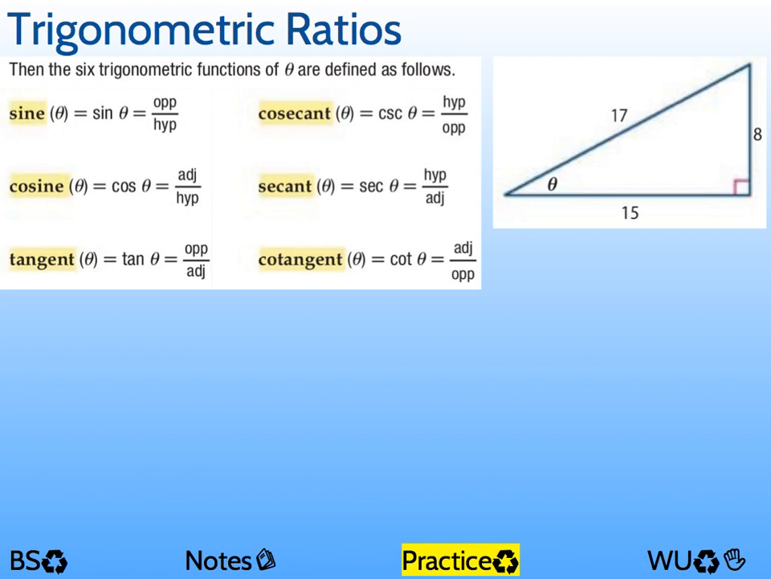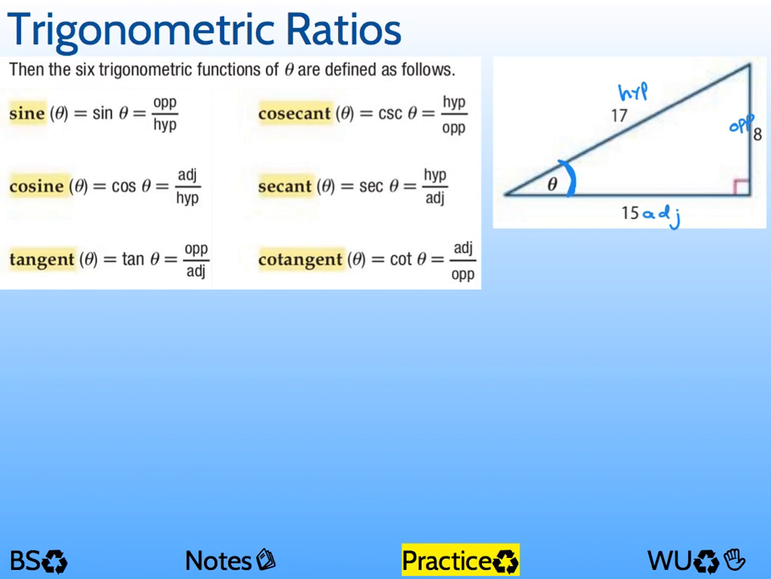In this problem, we're going to find the actual ratios using exact numbers. So the first step we need is to look from angle theta and label our 3 sides. The hypotenuse is 17, the opposite is 8, and the adjacent is 15. Now, it's going to be your job to fill in the ratios for sine, cosine, tangent, cosecant, secant, and cotangent. So pause your video now so you have a chance to do these problems. I'm going to give the answers in 3, 2.